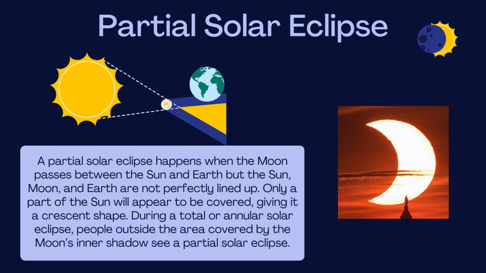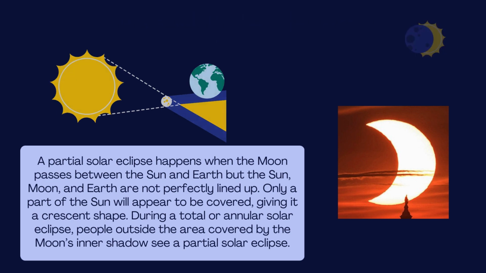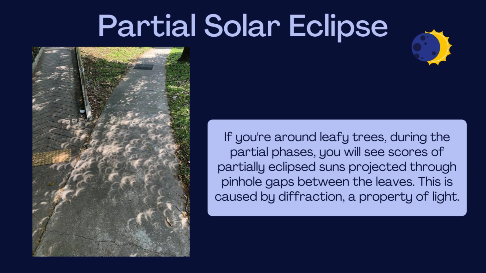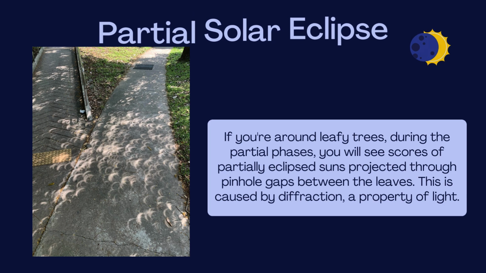During a total or annular solar eclipse, people outside the area covered by the moon's inner shadow see a partial solar eclipse. If you're around leafy trees, during the partial phases, you will see scores of partially eclipsed suns projected through pinhole gaps between the leaves. This is caused by diffraction, a property of light.